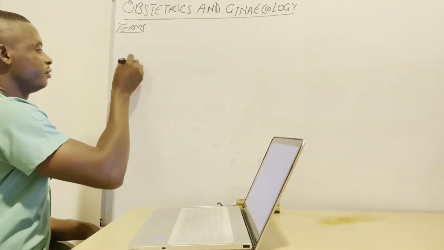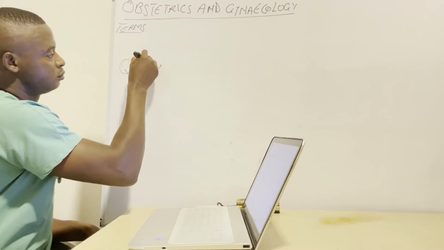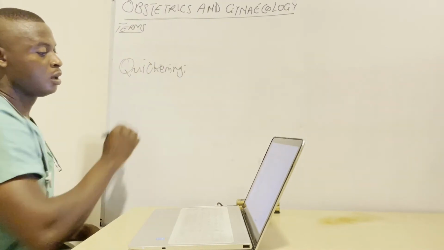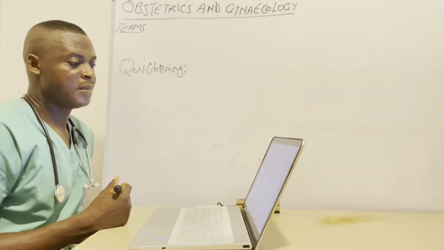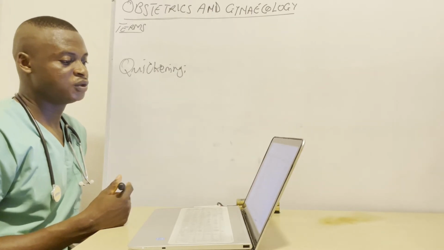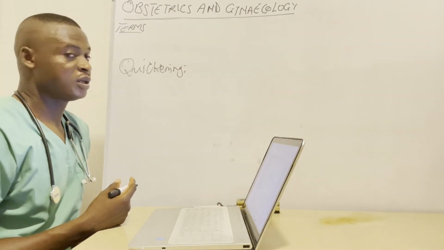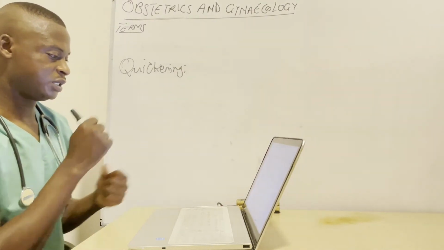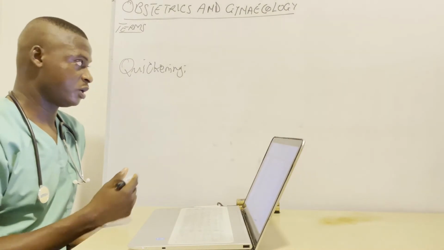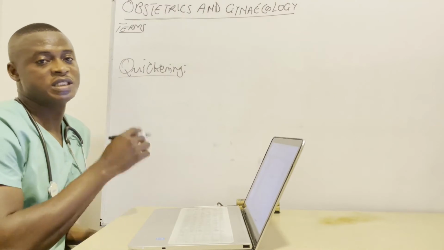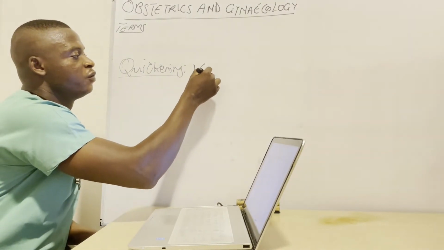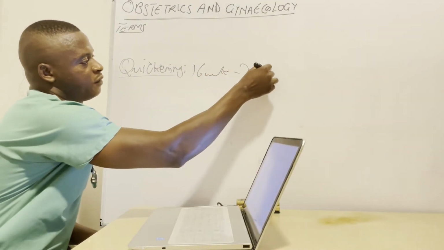Now let's look at quickening. Quickening is the first fetal movement felt by the mother, which usually occurs between the 16th and 20th week of gestation. So at a point in time during pregnancy, you can feel that your baby is hitting your stomach. It's like the baby is playing football in your stomach. We call it quickening. The first time it happens is between the 16th week and the 20th week.